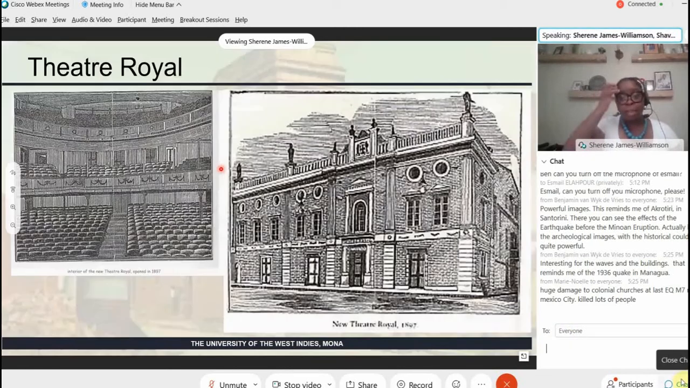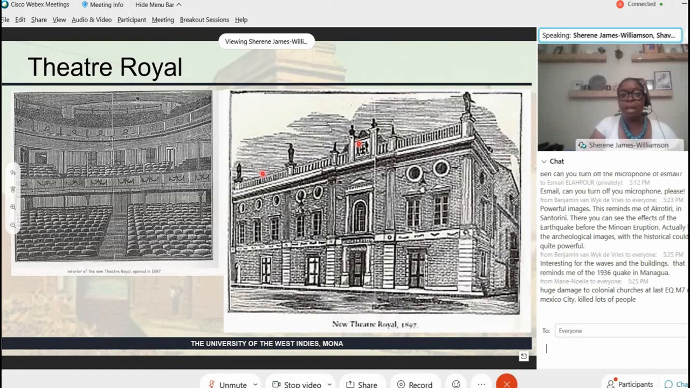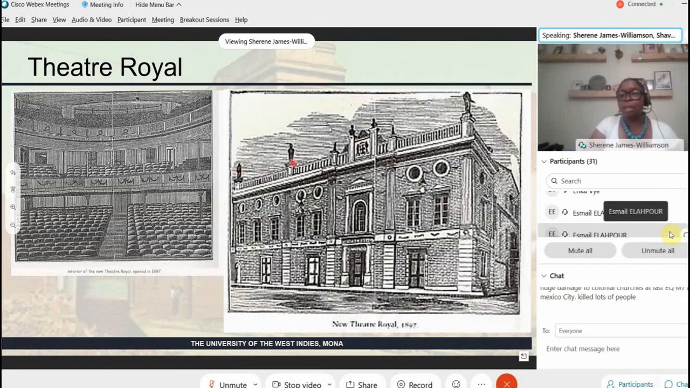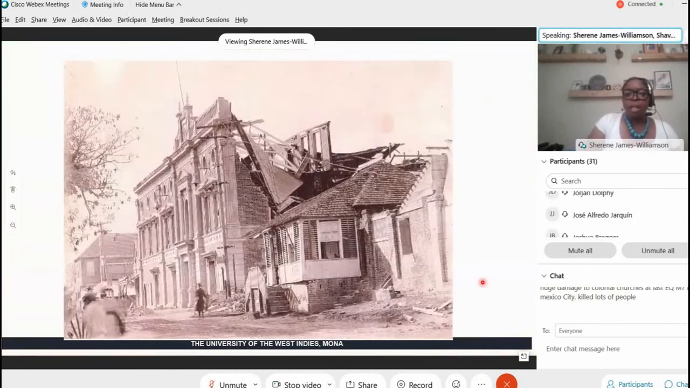This is Theatre Royal, and it's a magnificent structure. You can see a lot of statues on the edifice here. You can see the interior. These are pictures from 1897. It was a stately place, still is, and now it's under renovation. This is what was left of it after the quake.